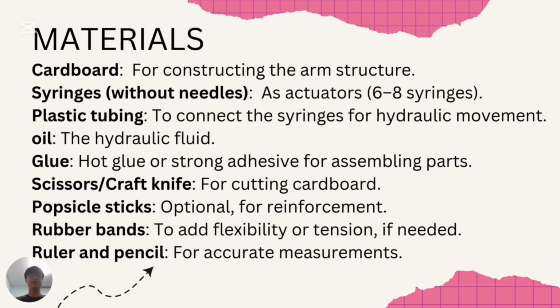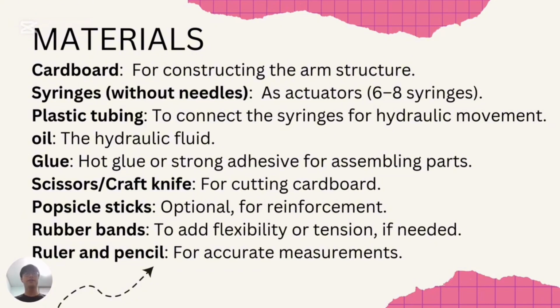Okay, now I'm going to present the materials and methodology. For materials, we use cardboard, syringes without needles, plastic tubing, oil, glue, scissors or craft knife, popsicle sticks, rubber bands, ruler, and pencil. We use cardboard for constructing the arm structure, syringes as the actuators. We need about 6 to 8 syringes. And then we use plastic tubing to connect the syringes for hydraulic movement.